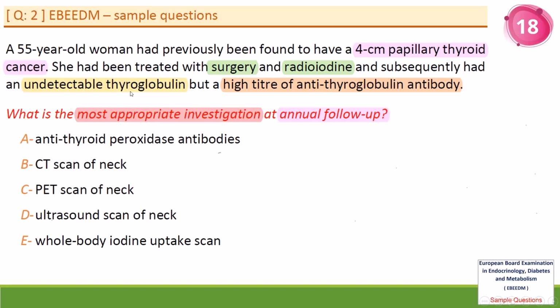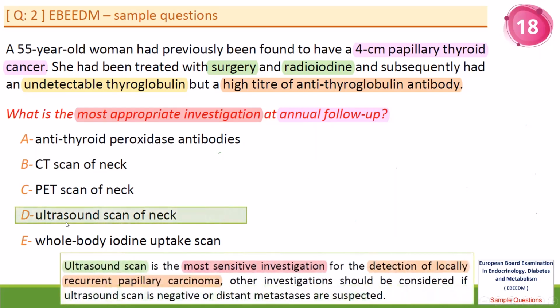may be a false result, so we cannot depend upon undetectable thyroglobulin. What is the best option to assess recurrence? Ultrasound is the best option. Don't forget that the ultrasound scan is the most sensitive investigation for detection of locally recurrent thyroid carcinoma.